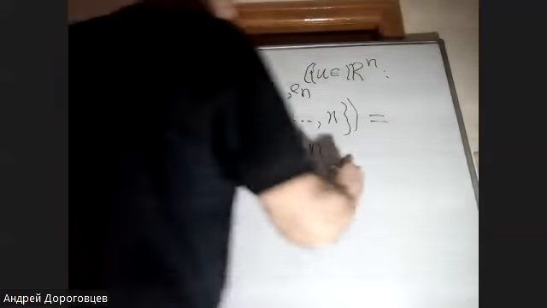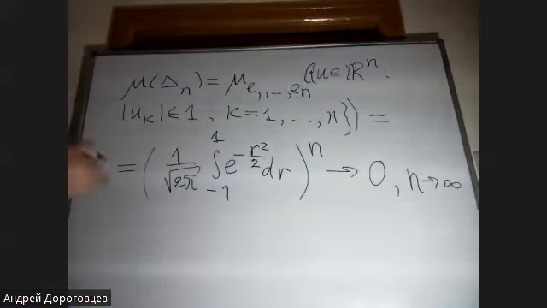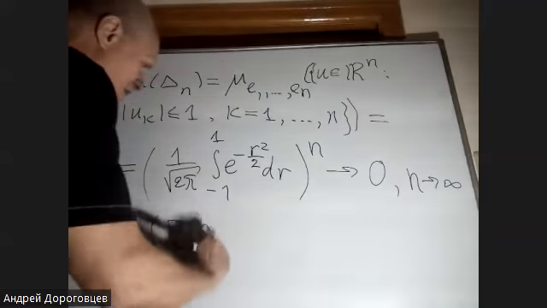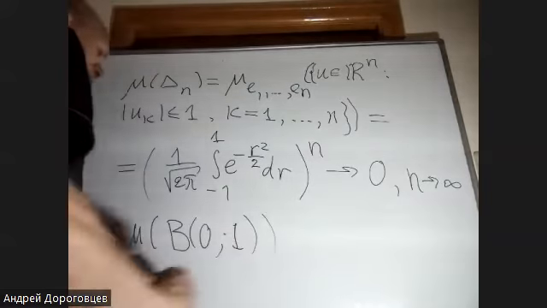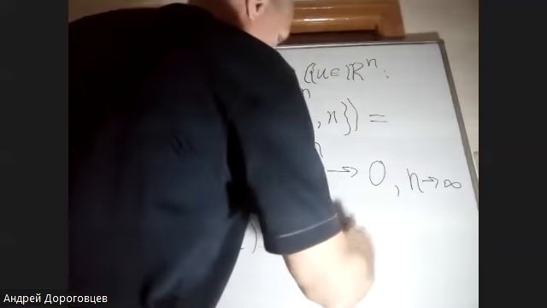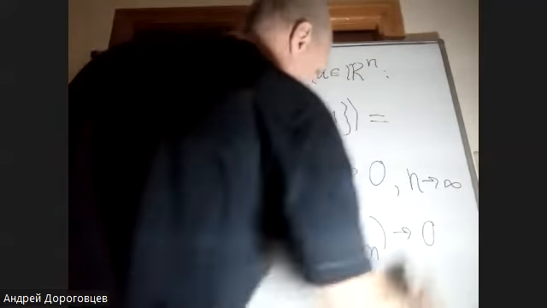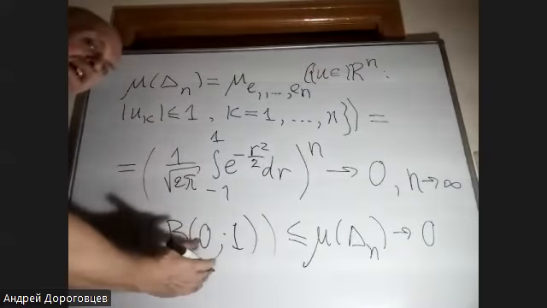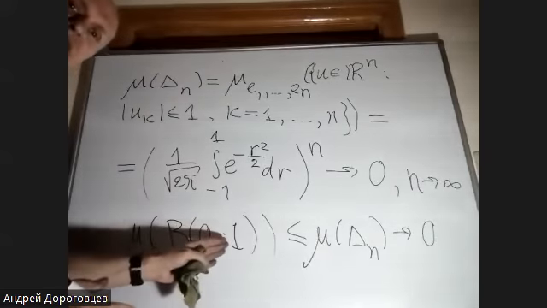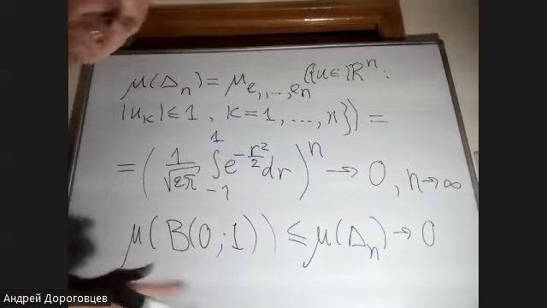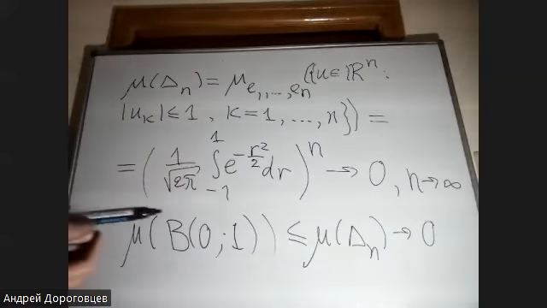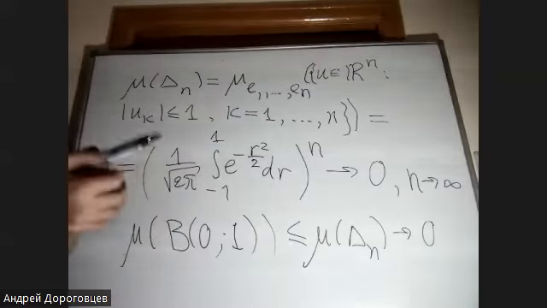Due to this, it goes to zero when m tends to infinity. And due to our inclusion, which we have, we know that mu of this ball B(0,1) in the Hilbert space is less or equal than mu of delta n for every n, which tends to zero. So when n tends to infinity, this is equal to zero. The same happens when we put here any r. This contradicts our hypothesis that we have a probability distribution related to our set of finite dimensional distributions.